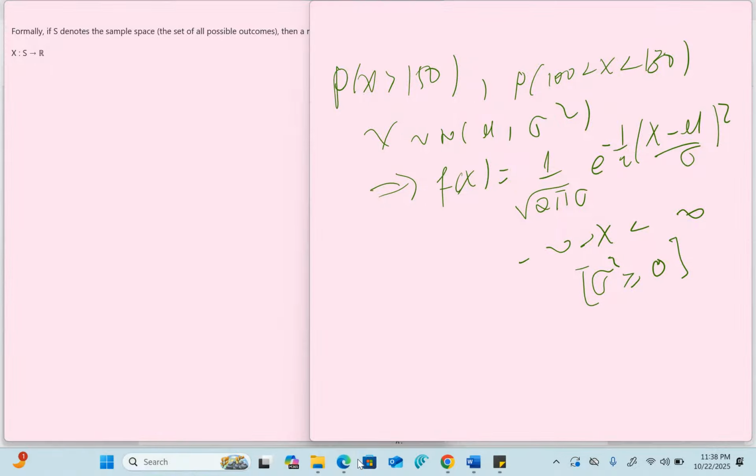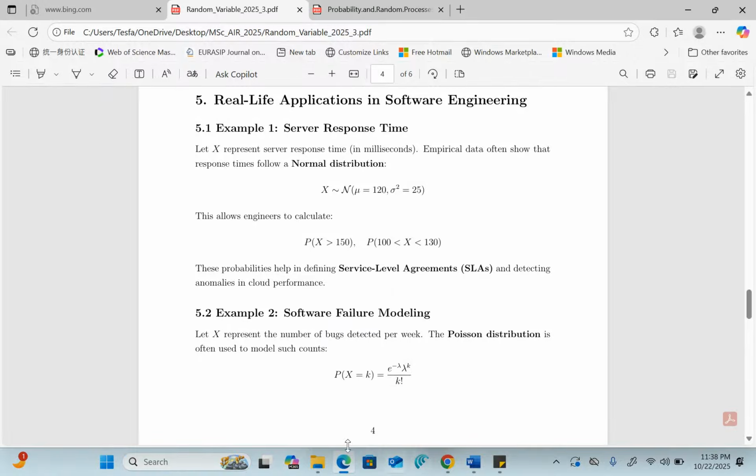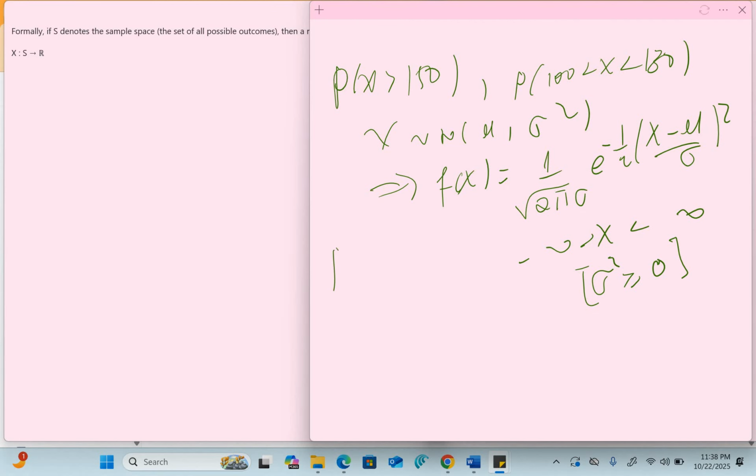To make the idea very clear, let's say the probability of the server response time being greater than 150 milliseconds is 0.3, and the probability of x between 100 and 130 is 0.2. This is in terms of the server response time of a software product or app. That's one metric, by the way, for software reliability: the server response time.